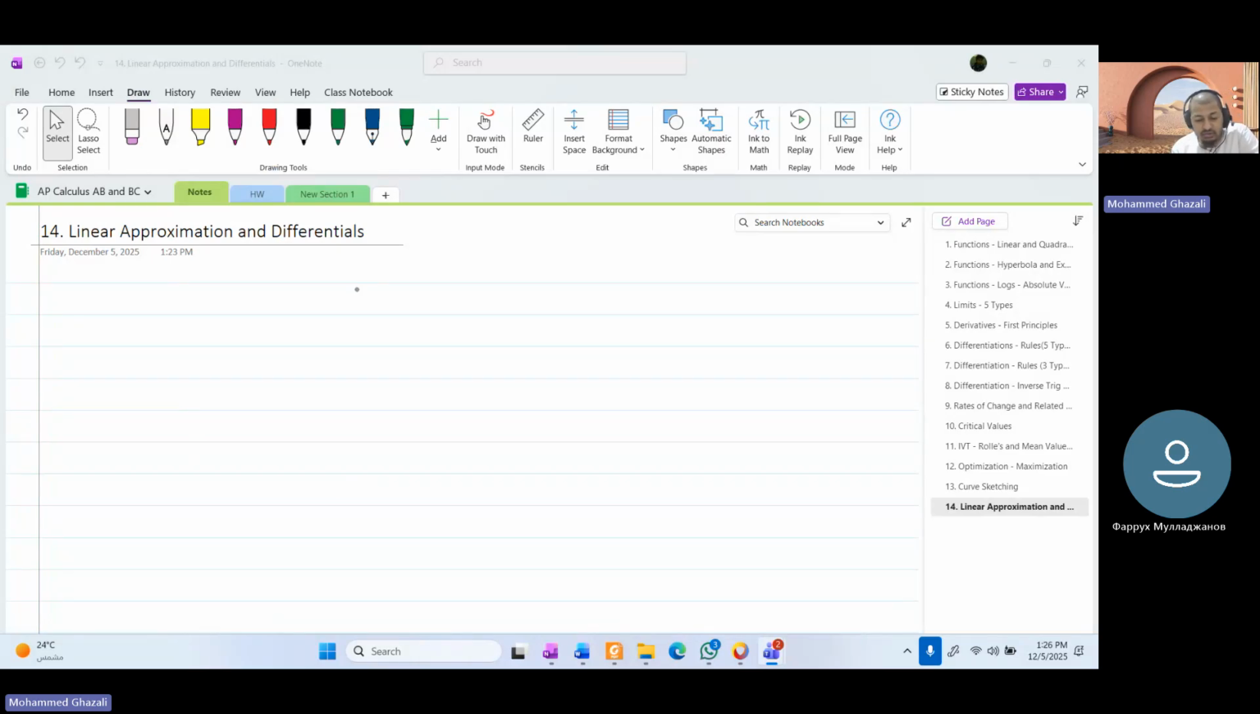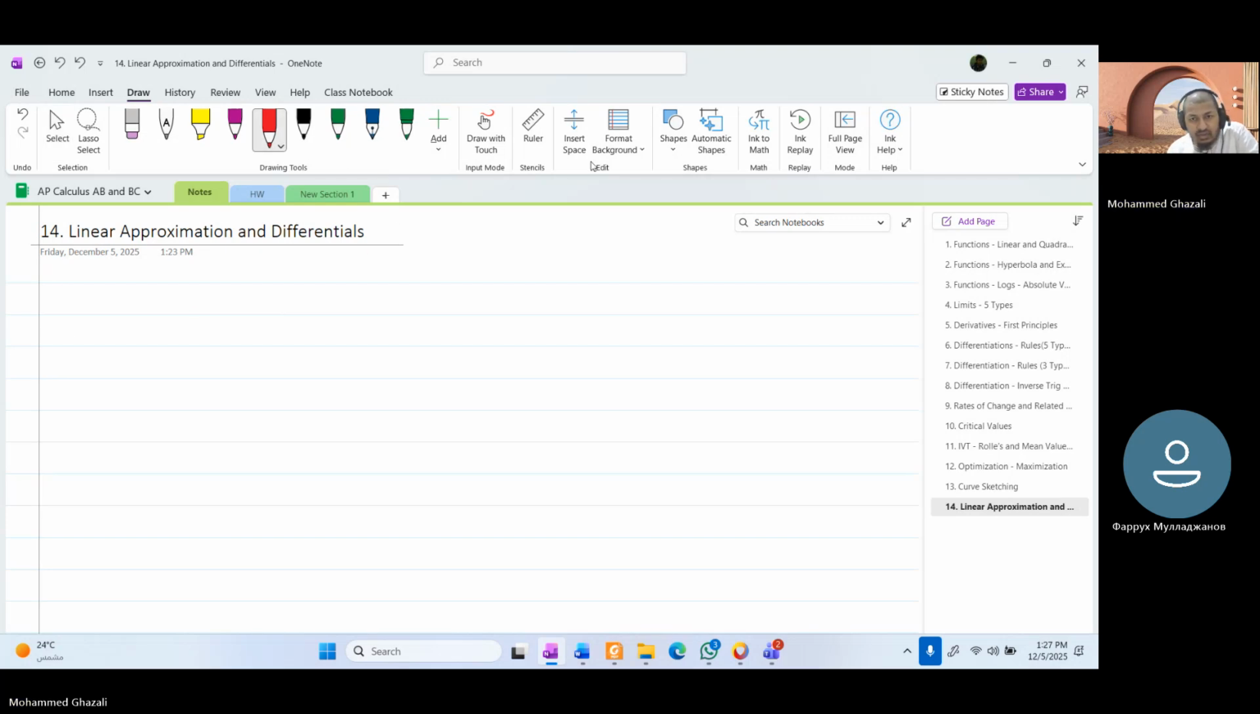So what's linear approximation? It is basically a very important tool in derivative application to estimate values like the square root of x and sine of 25 degrees, or if you're finding complicated values. It's a very important tool in approximation.